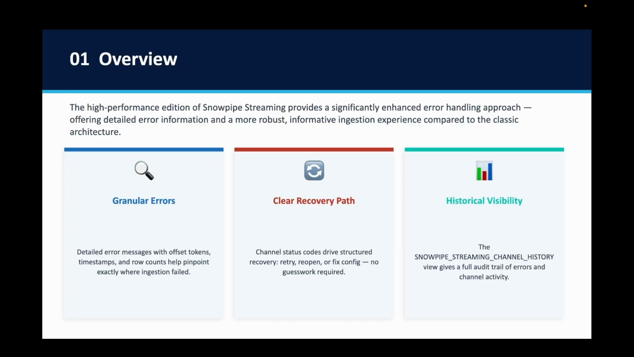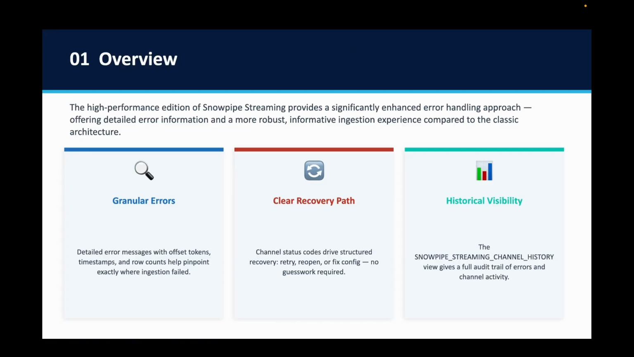Let's see the overview. The high performance edition of Snowpipe streaming provides a significantly enhanced error handling approach, offering detailed error information and a more robust, informative ingestion experience compared to the classic architecture. It provides granular errors, a clear recovery path, historical visibility.